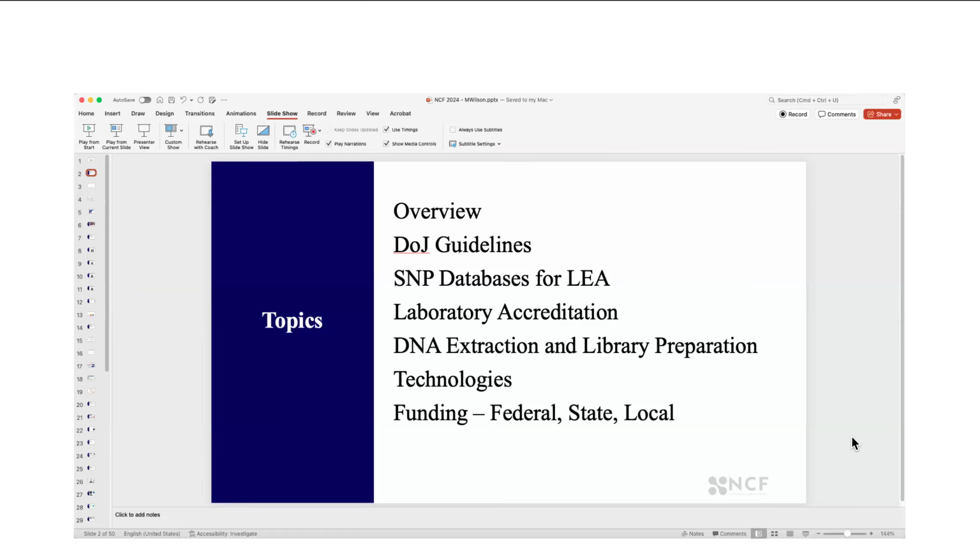These are technologies that have come a long way in a short period of time and have definite implications and improvements on how this technology is used. I'll touch briefly on some existing technologies, especially microarrays versus DNA sequencing technologies and the importance of improvements there. And then lastly, I'll talk about funding sources, federal, state, and local funding sources for obtaining funds to do this.